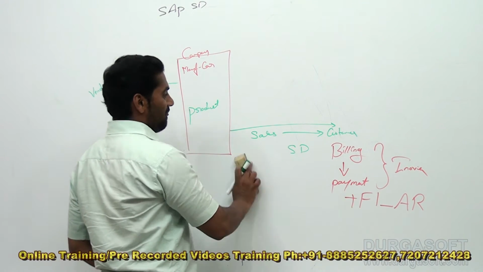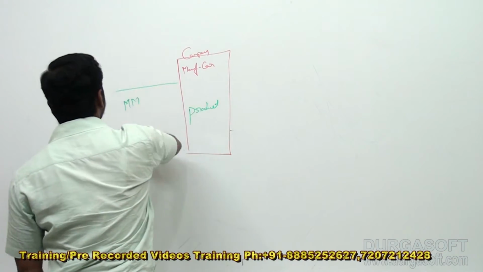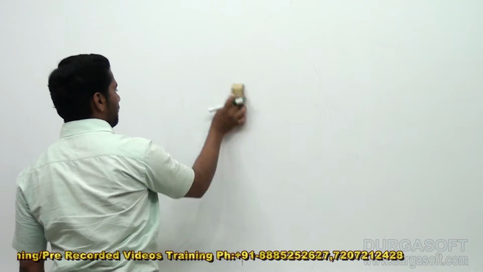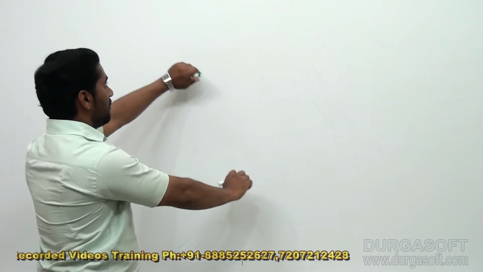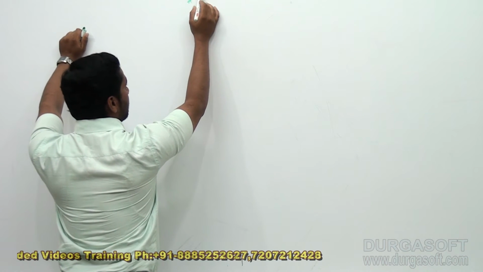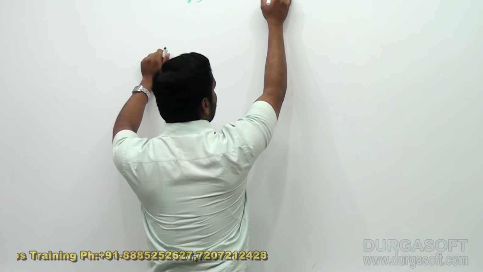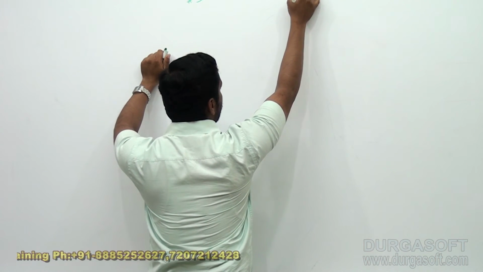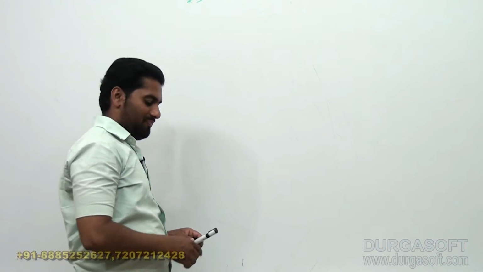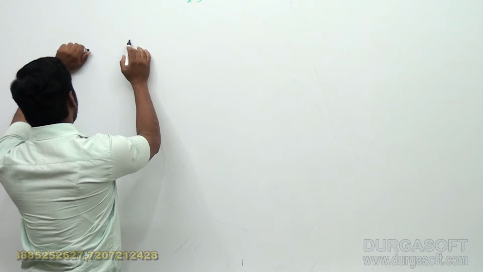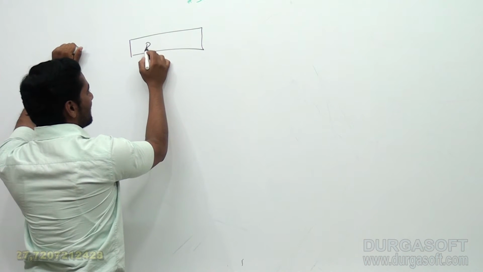So here, if you want to produce any goods, see here, suppose I have my sales, let's suppose I want to create some sales order here. How will this sales order management take place? So let's talk about this sales order management. When we talk about sales order management, the first step that comes to the picture is what we call pre-sales activities.